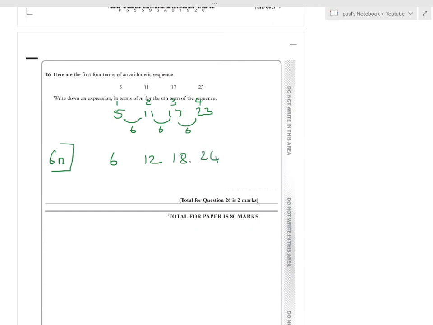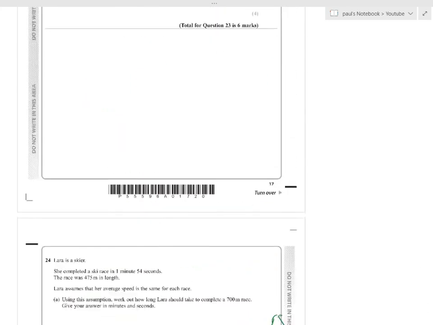Now that's what we know. That's what we've got to get to. So if we subtract that from that, which is minus 1, minus 1, minus 1, minus 1, our answer for that will be 6n minus 1. And that is the total for that.